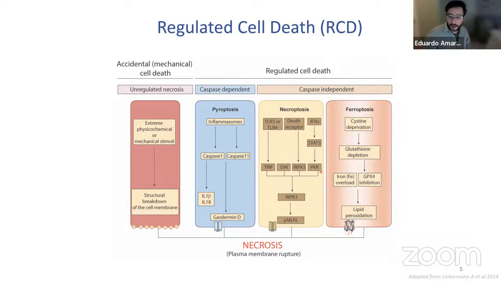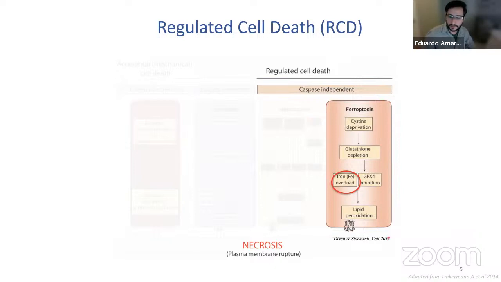So in the case of ferroptosis, which was first described in 2012, this form of death is triggered by iron or intracellular iron overload, which leads to a process called lipid peroxidation. And distinct from pyroptosis and necroptosis, the way the cells die through necrosis here is totally independent of pore formation. So basically, this lipid peroxide will destabilize the plasma membrane integrity, and that's how cells will die. And this happens due to the inhibition of the enzymatic activity of this enzyme called glutathione peroxidase 4. And this was associated with glutathione depletion.